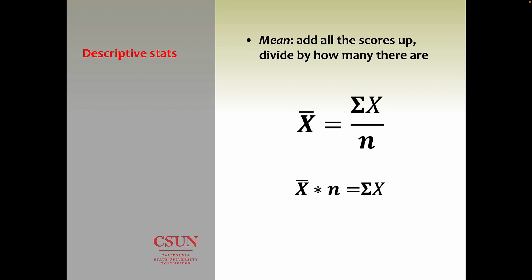Adding them up is denoted by this confusing, strange symbol. It's a sigma. It looks like a capital E. That's a Greek letter. That just means add them up. The X means the scores. That goes in the top part of the fraction. Then you divide by N, which is how many scores there are. The mean is denoted by X with a horizontal line over it.